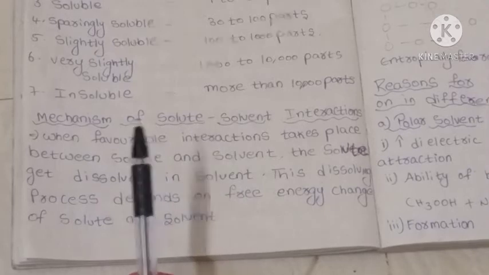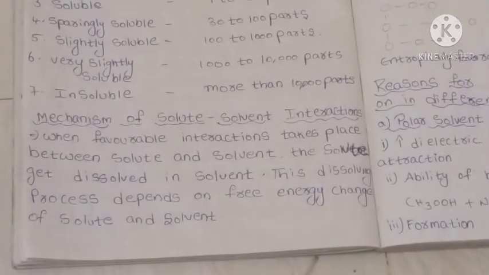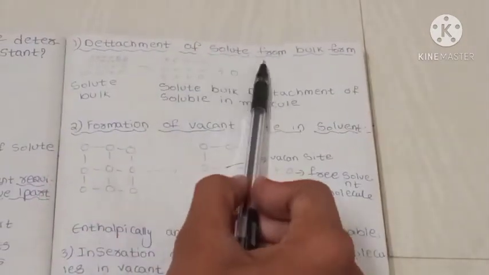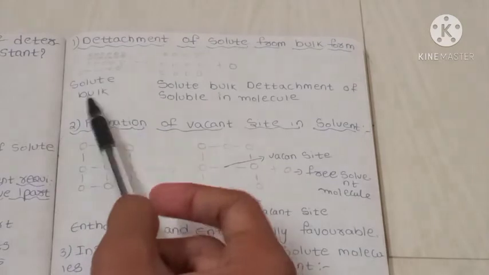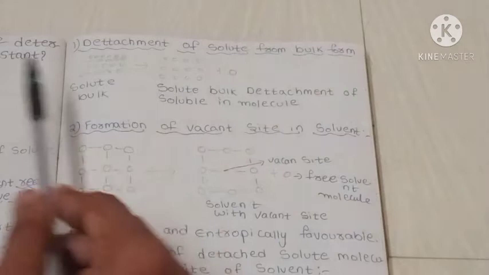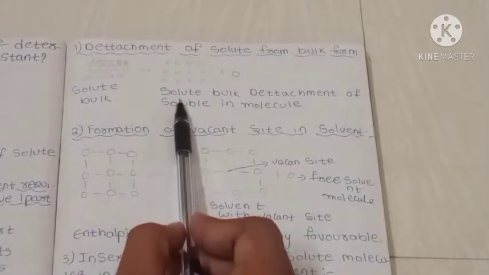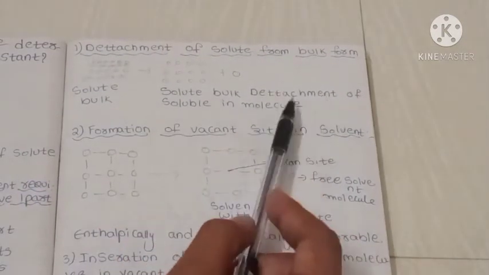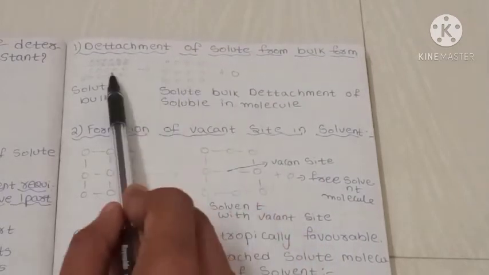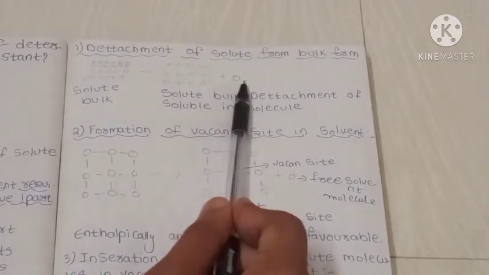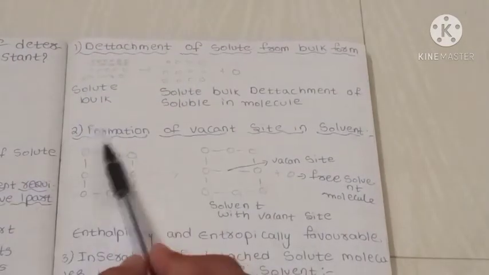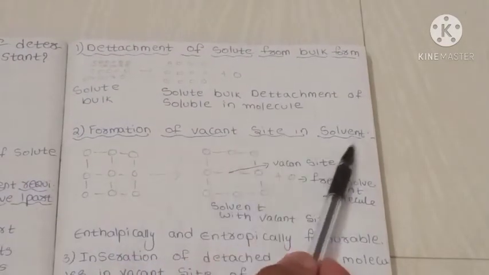Now we'll see the steps of how solute and solvent interactions take place. The first step is detachment of a solute molecule from the bulk form. Here we have the solute bulk, and you can see the separation of one particular solute molecule from the solute bulk. This is the first step.